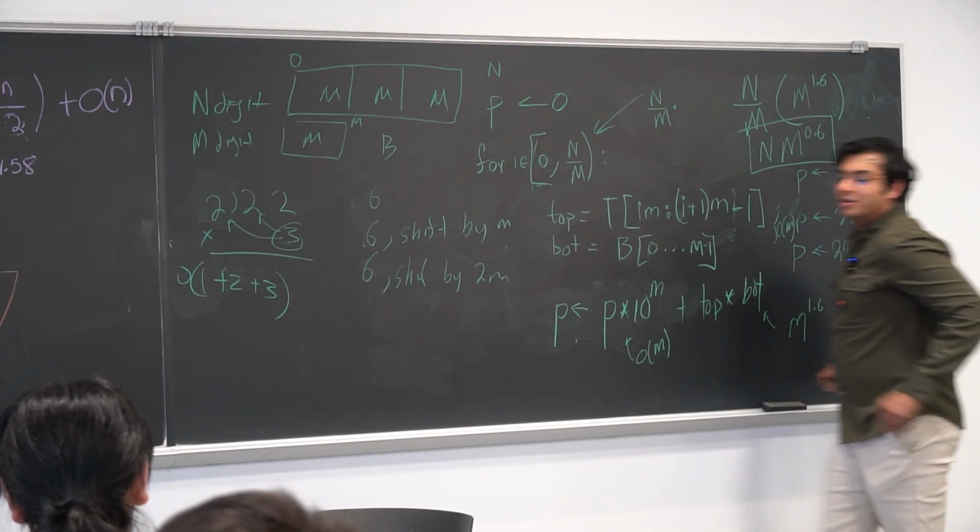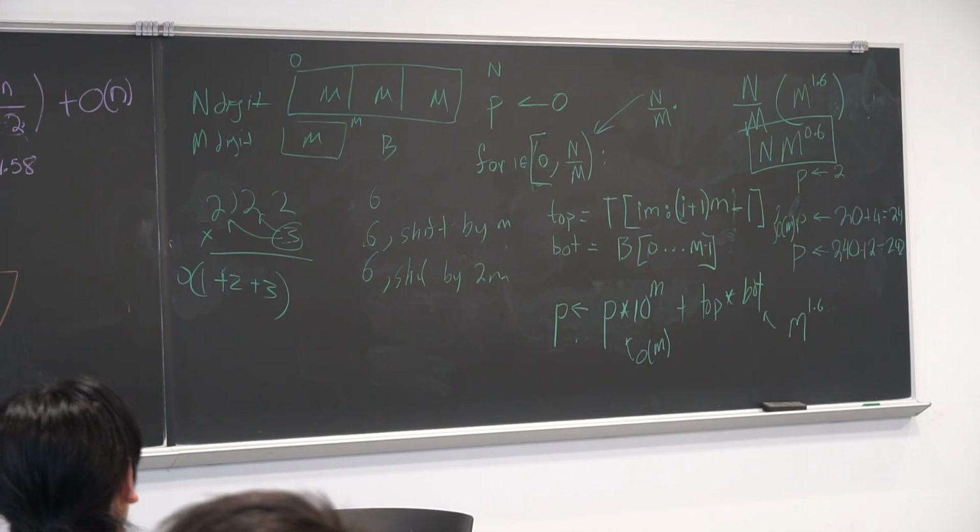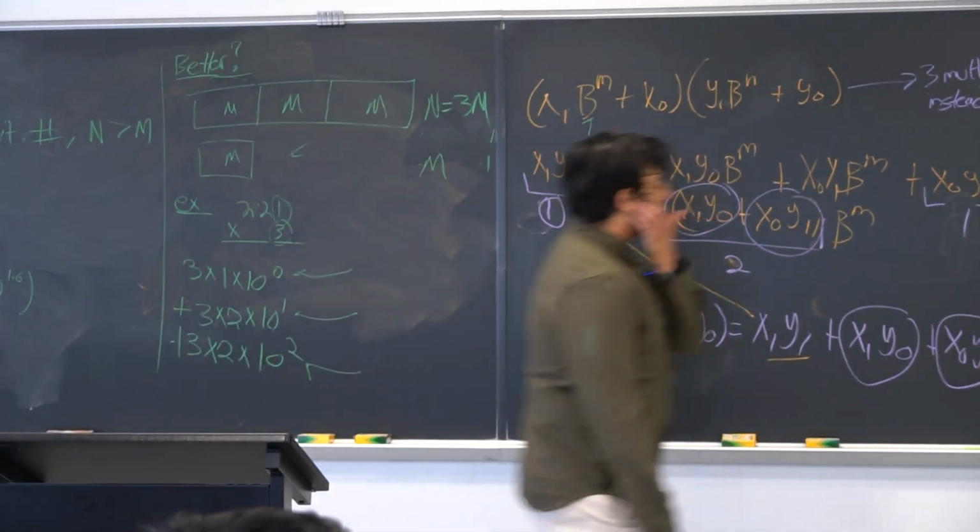What did the problem ask for, runtime-wise? Yeah, that's exactly what it asked for. It asked for n to the power of log 3 minus 1 times n. Questions?